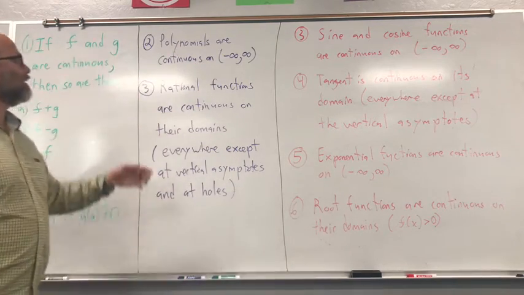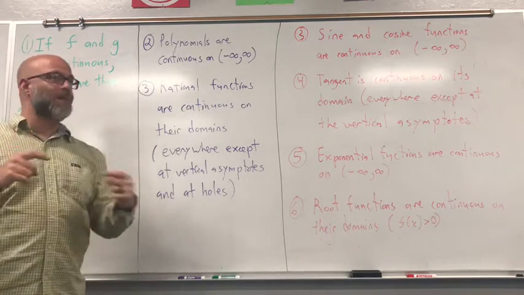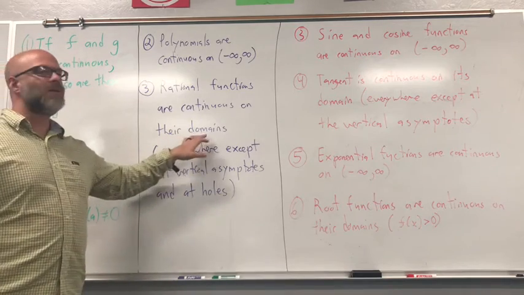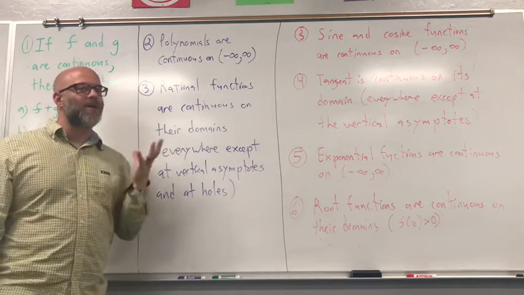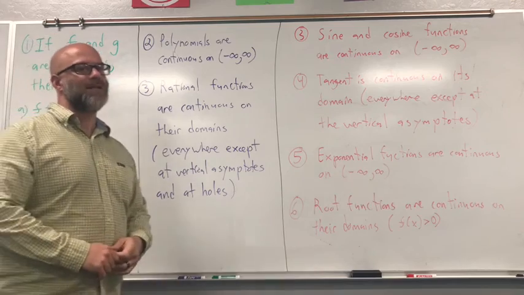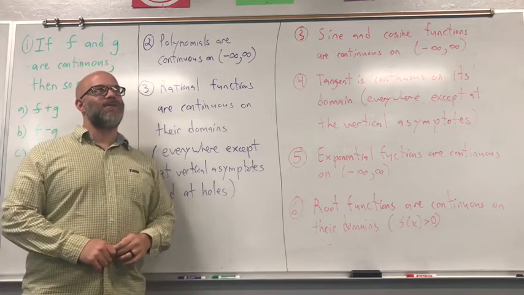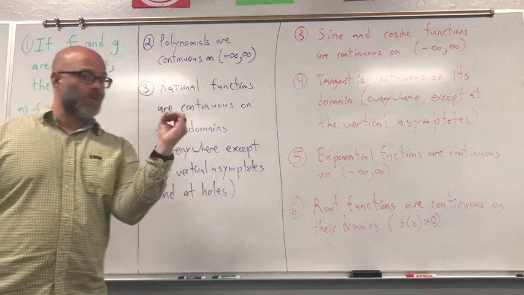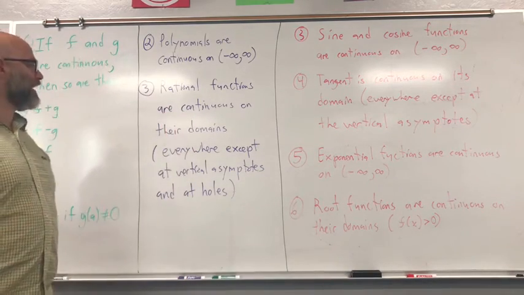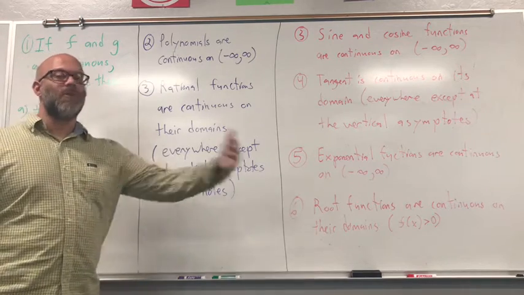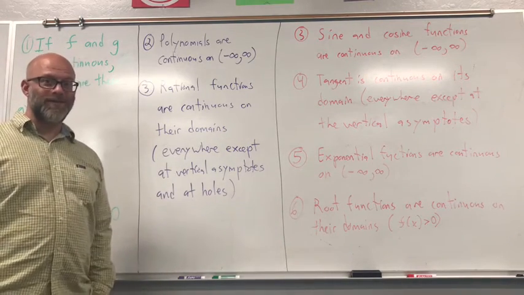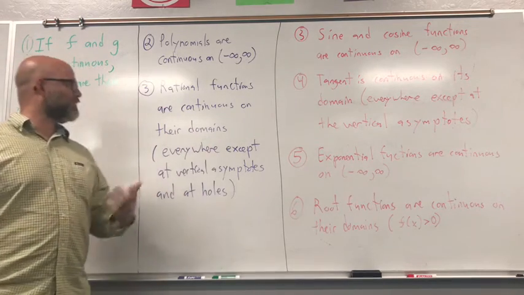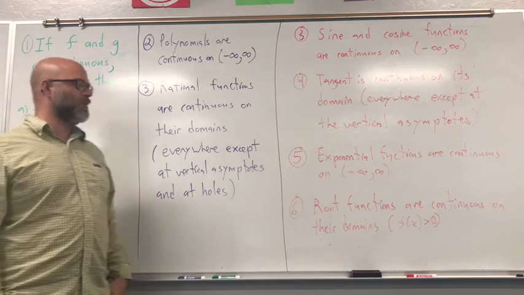This you can just take as true, as long as you can identify the function as a polynomial. Rational functions, quotients of polynomials, are continuous not over all the real numbers, but on their domains. When you think about a rational function, it could have some discontinuities, right? It could have vertical asymptotes or infinite discontinuities. It could have holes. If that's the case, those are not part of the domain of the function anyway. So we can say these rational functions are continuous on their domains, which means everywhere except at the vertical asymptotes and at the holes.